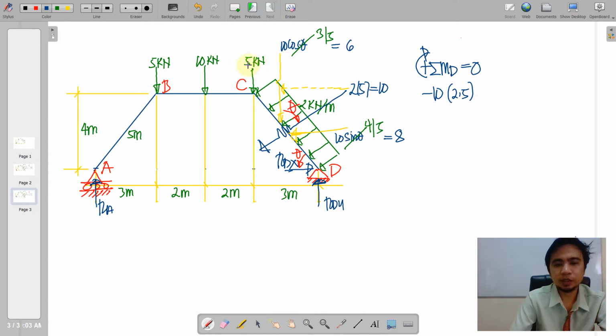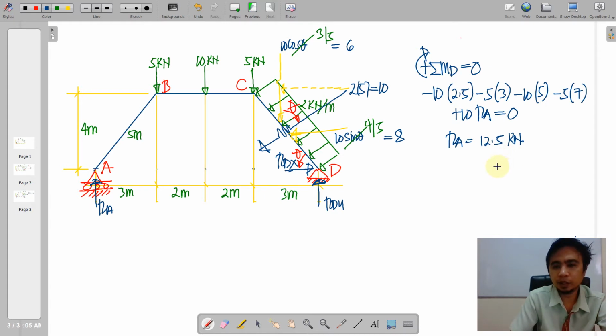And then another is this 5, multiplied by the moment arm 3. Another counterclockwise moment, 10, by its moment arm that is equal to 5. And then another 5 here times moment arm of 7. And then the clockwise RE times moment arm of 10. So this shall be equal to 0. So your calculated RE is 12.5 kilonewton.